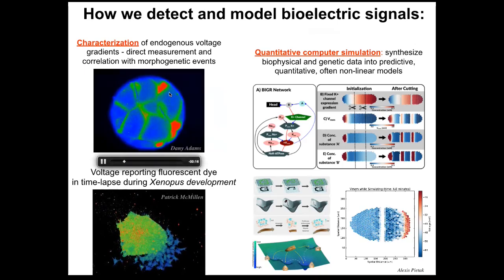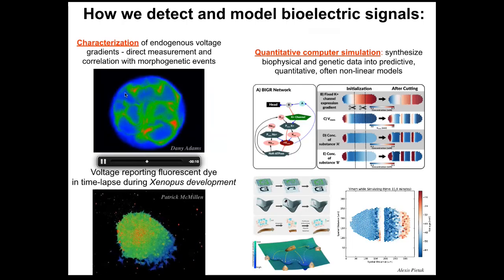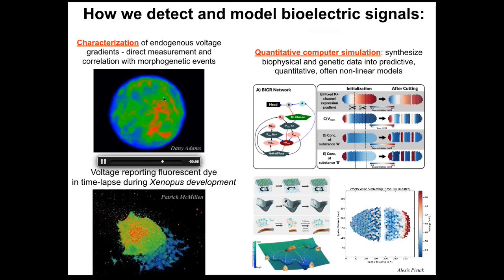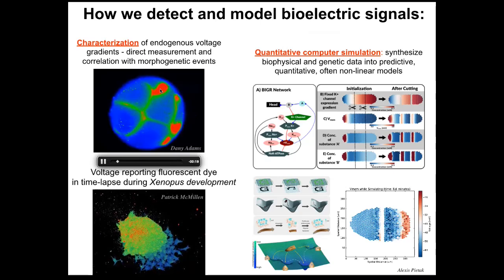So these are voltage sensitive reporter dyes. And so here's a movie that Danny Adams made years ago of a frog embryo during the time when all the cells are figuring out who's going to be left, who's going to be right, who's anterior, who's posterior. You can see all the conversations that these cells are having with each other.